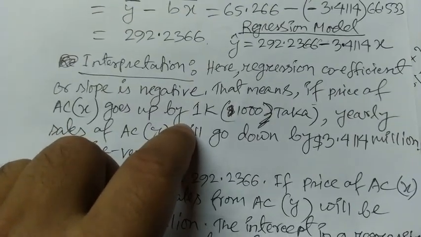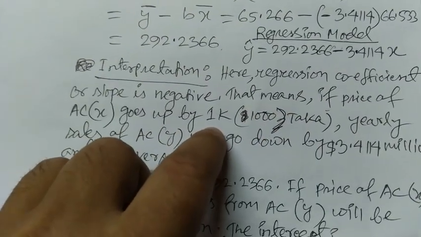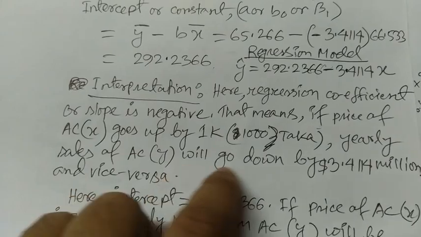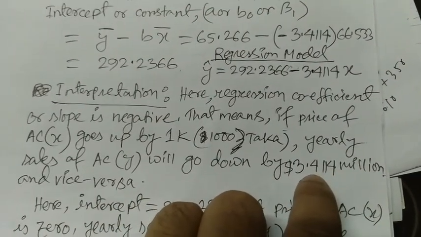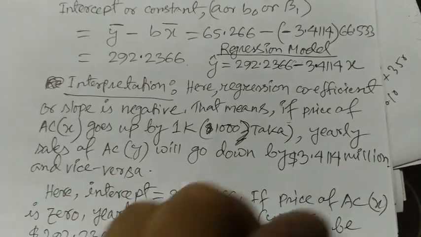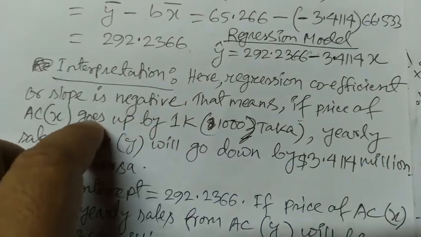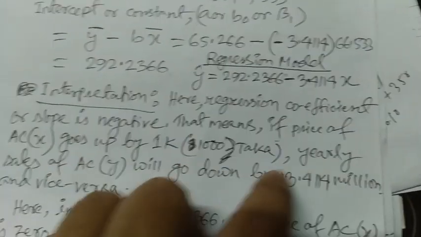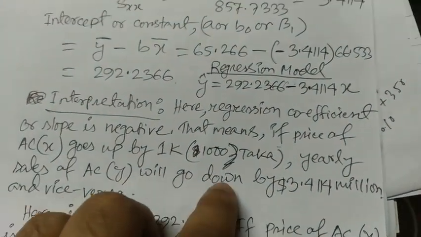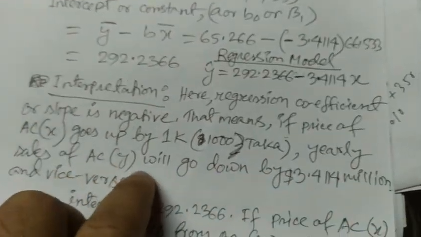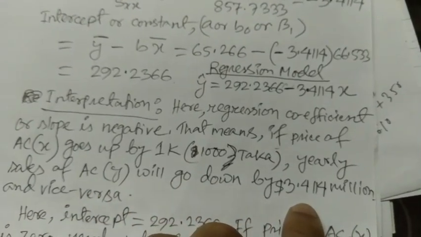So again, if the price of AC goes up by 1 unit, that means 1k or 1000 taka, yearly sales of AC will go down by this many units, this much $1 million, and vice versa. Vice versa means the opposite is also true. If the price of AC goes down by 1 unit, or 1000 taka, yearly sales of AC will go up by this much, $1 million.